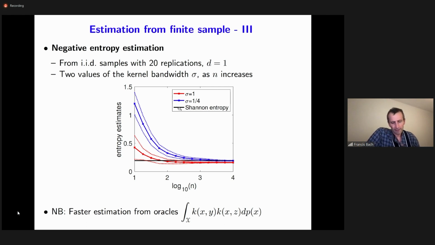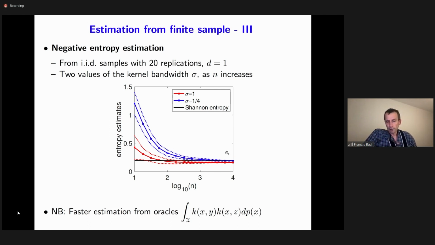In black, this is the true Shannon entropy. And in blue and red, it's here with two values of the bandwidth, a large value and a small value. With a large value, the convergence to n infinite is a bit quicker than for a smaller value. It is consistent with the bound.